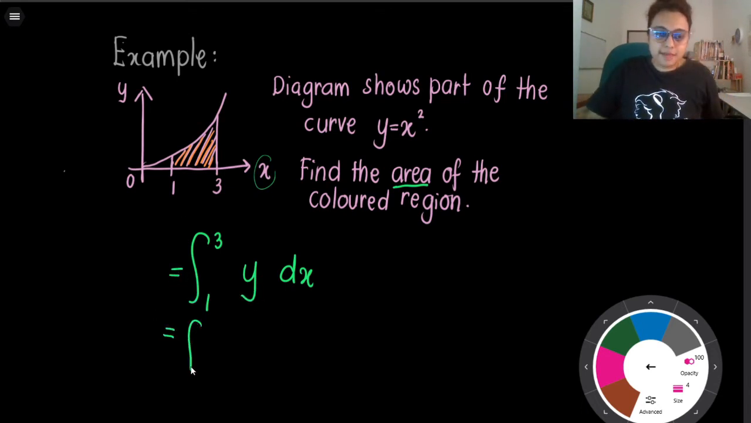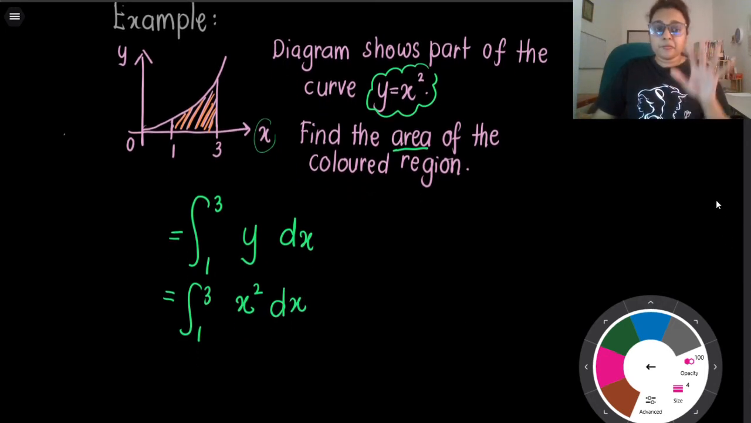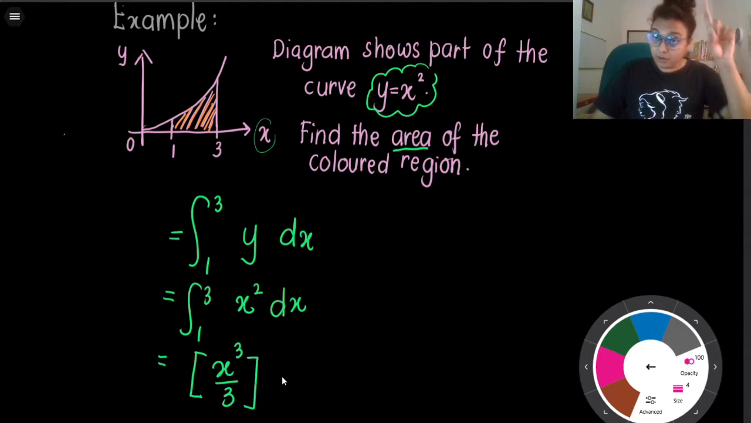So second step, fill in the y, substitute the y. What is the y? Follow this. Y is equals to x squared. So I'm going to write here x squared dx. Now we must do integration. So I hope all of you still remember your integration. x squared when you integrate becomes x power of 3 over 3. Must plus the power and then must divide. The 1 and 3 right at the back.